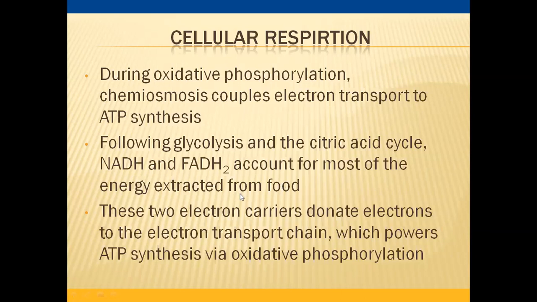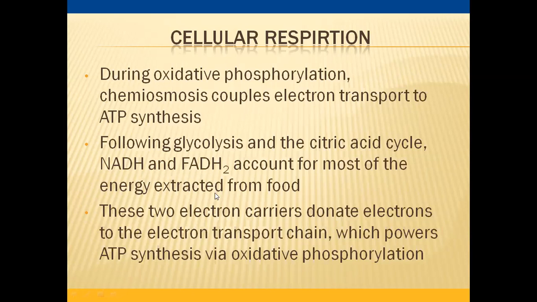So they are carrying the electrons and protons, so they are called electron carriers. These electron carriers, NADH and FADH2, will donate electrons to the electron transport chain. And this electron transport chain, upon receiving these electrons from NADH and FADH2, powers ATP synthesis via oxidative phosphorylation.